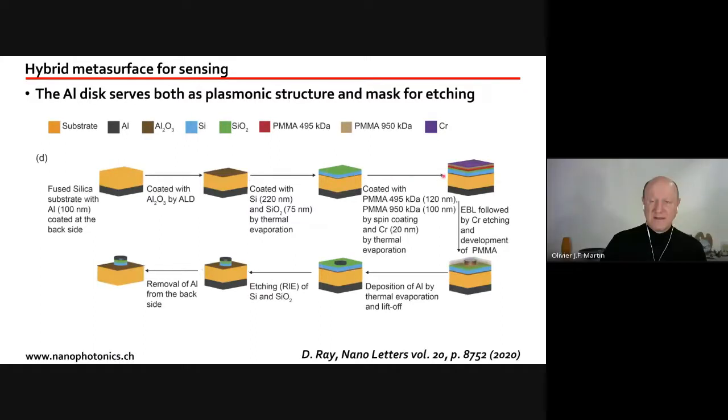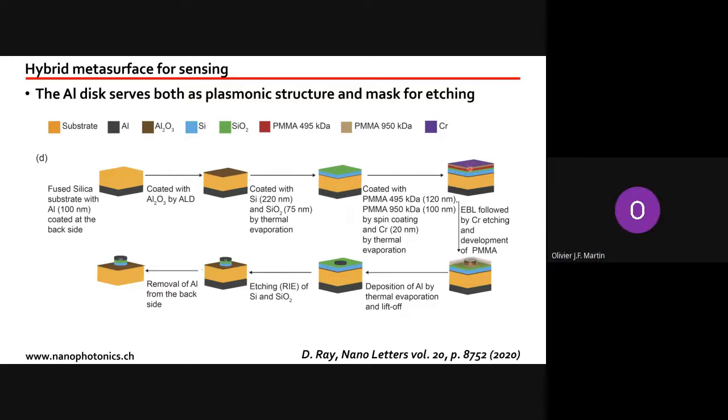On top of that, we're going to do lithography to build the aluminum disc. So again, we put photoresist on top. We illuminate with electron beam and we develop, so we end up having an aperture, and in that aperture we deposit aluminum, and we use this aluminum actually for two purposes. The aluminum is going to become the plasmonic part of our structure, but it's also the mask that we will use to define the structure.